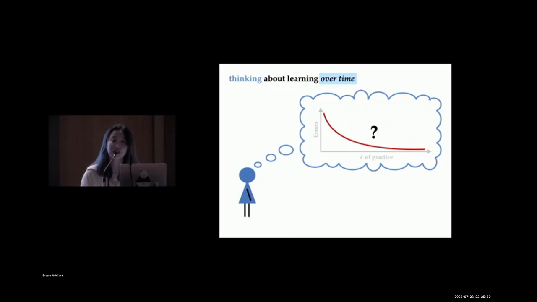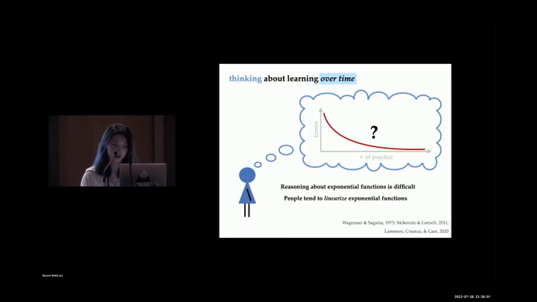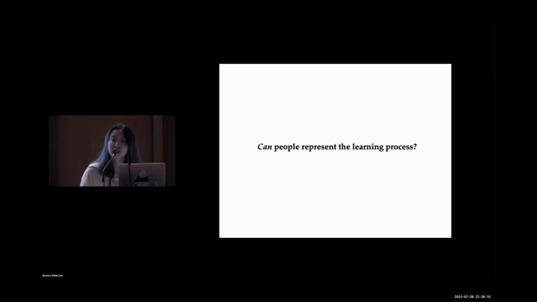And now you might be thinking, how hard could it be for someone to represent the shape of learning accurately? As it turns out, research in other domains has shown that reasoning about exponential functions is actually quite difficult, as people tend to linearize the shapes of exponential functions. So this could suggest that there's a general cognitive bias that could hinder people's ability to represent learning at this fine-grained level. So it's truly an open question for us whether we can represent learning and the learning process over time.